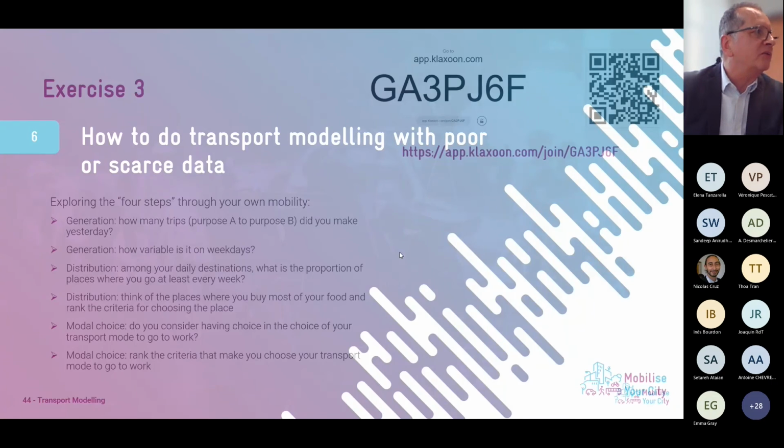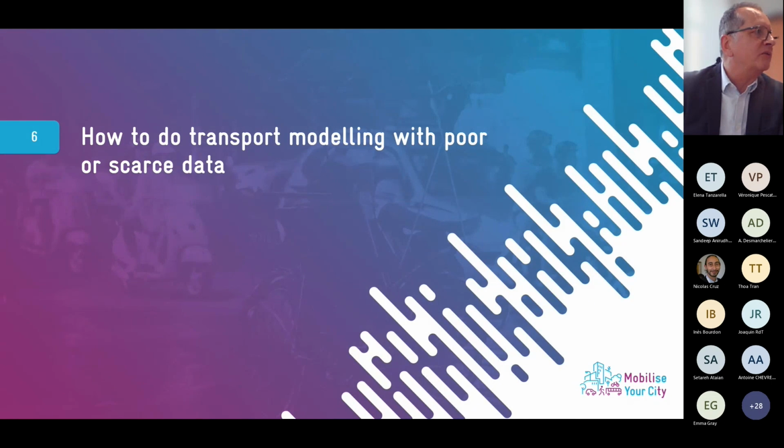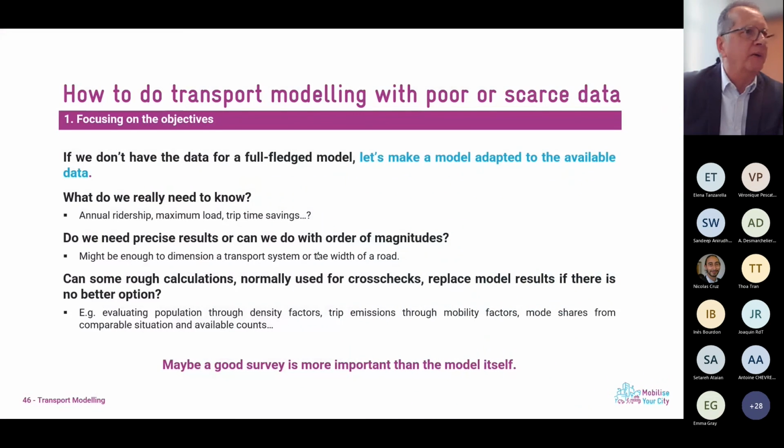So now, last section, quite short before the end: how to do transport modeling with poor or scarce data. As Nicolas was saying at the beginning, it's a situation that we encounter very commonly. So the first answer I would say is focusing on the objectives. It's kind of value analysis, I would say, on the model. If we don't have the data for a full-fledged model, let's make a model adapted to the available data.